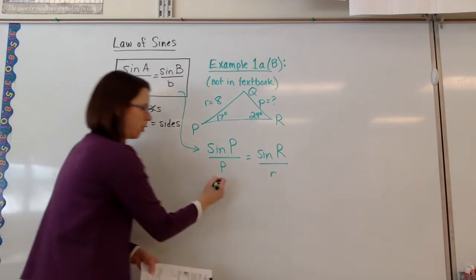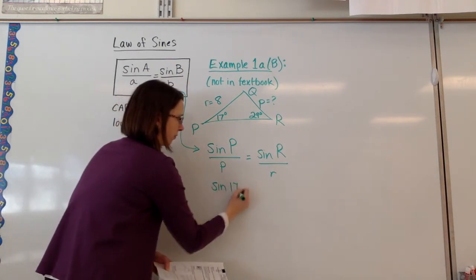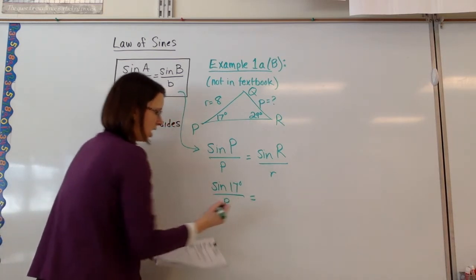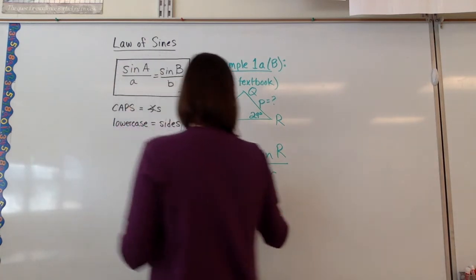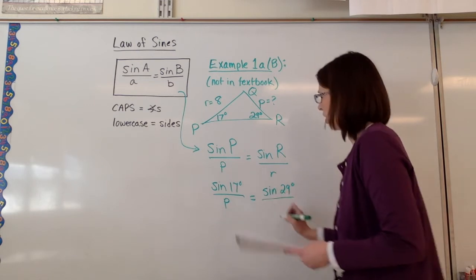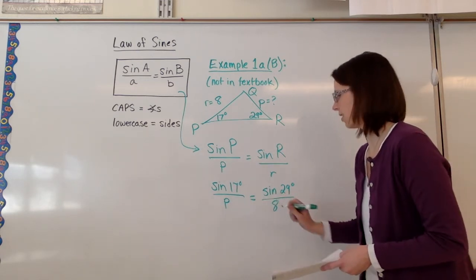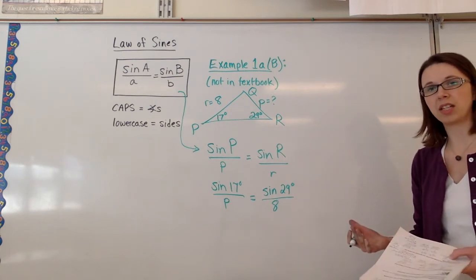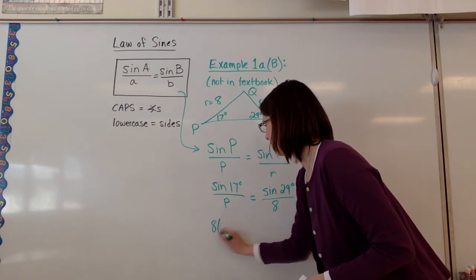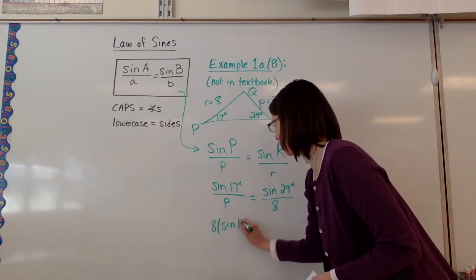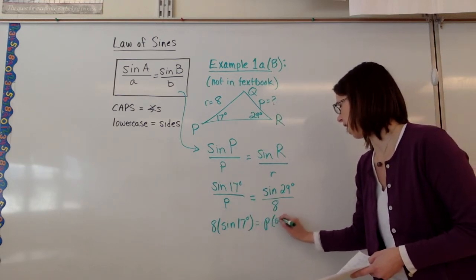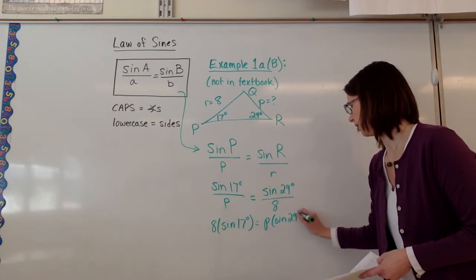So plugging in what we know, we have sine of 17 over side P, which is our unknown. And that is going to be equal to the sine of 29 degrees over side R, which we know as 8. As always, when it's a proportion, we need to cross multiply, so let's do that. We get 8 times the sine of 17 degrees is going to equal P times the sine of 29 degrees.